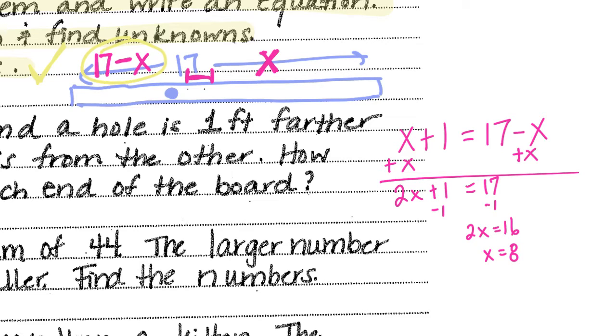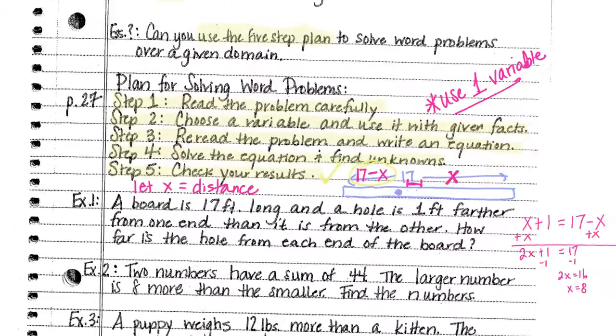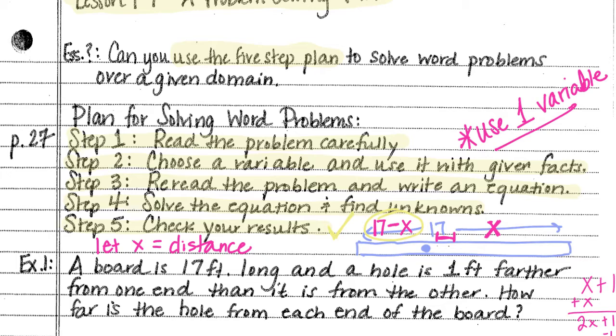Now, let's see if this makes sense. So remember the next step, find the unknown, we found it, and check your results to see if it makes sense. So we found out that x was 8. So if right here, this is 8, 17 minus x has to be 9, correct? Does that make sense that 1 is 1 foot from the other? So the hole has to be 1 foot farther from one end than it is from the other.